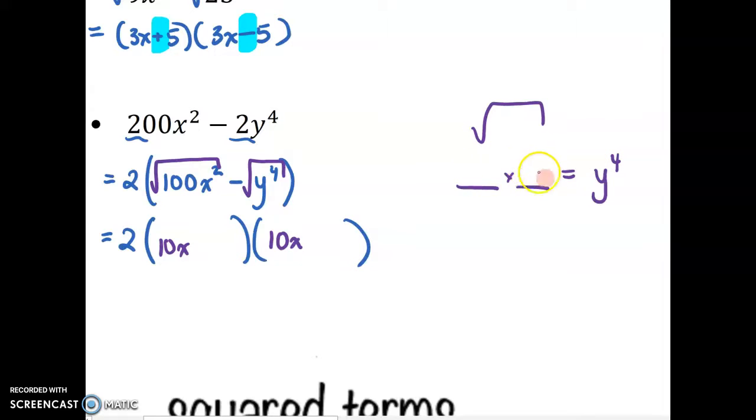Now, remember, when we multiply variables, we add their exponents. So you could try, well, y to the 1 times y to the 3. Those 2 exponents add up to 4, but they're not the same. Whereas if I had chosen y squared times y squared, it will add up to y to the 4.